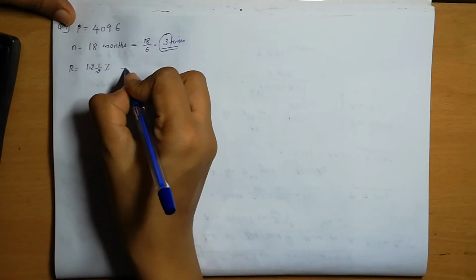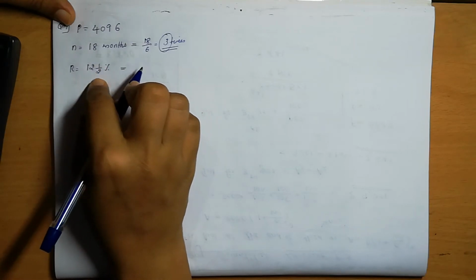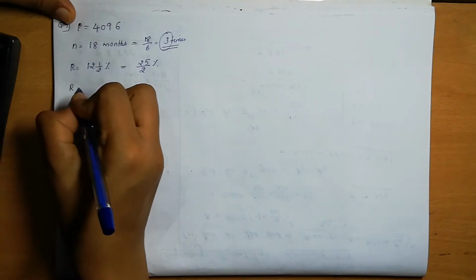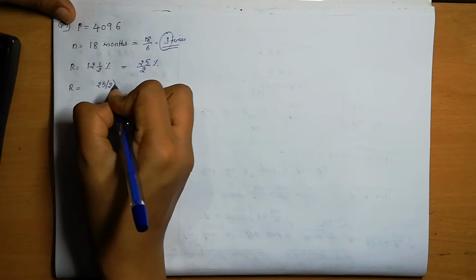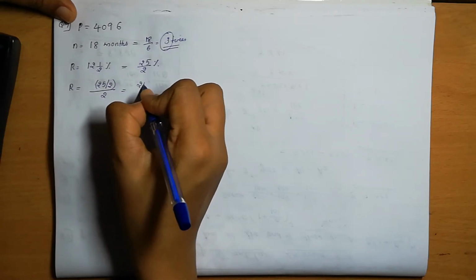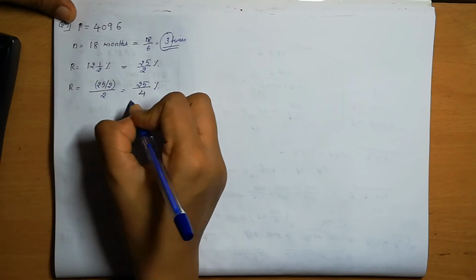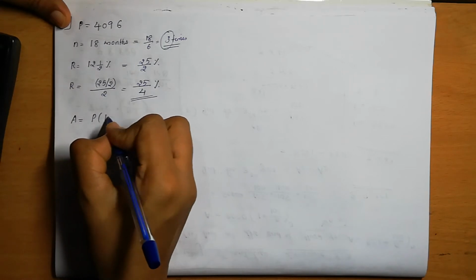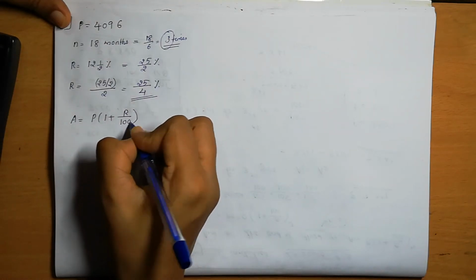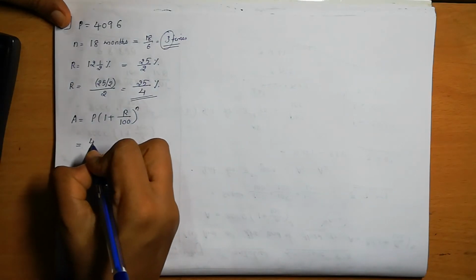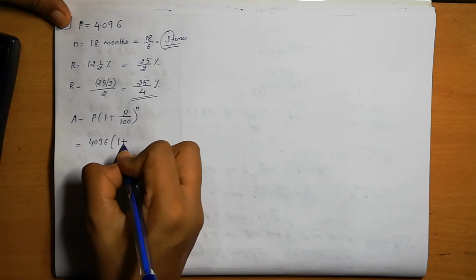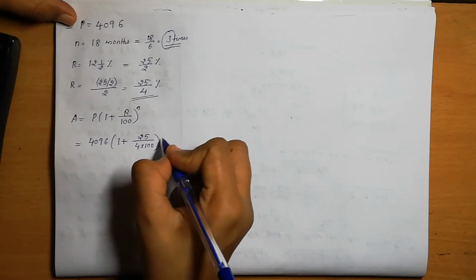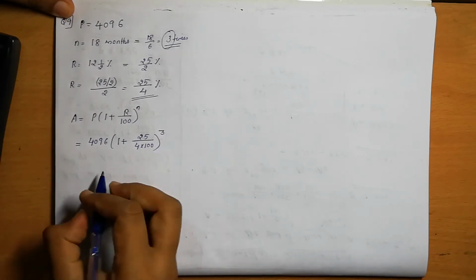This mixed fraction we can convert: 12 into 2 is 24, 24 plus 1 is 25 by 2 percent. So the half year interest rate is 25 by 2 by 2, right? That means 25 by 4 percent we need to take. So now we can find the amount. Amount is equal to P into (1 plus R by 100) raised to N. So principal is 4096 into (1 plus 25 by 4 into 100) raised to N. N is 3 only, right?